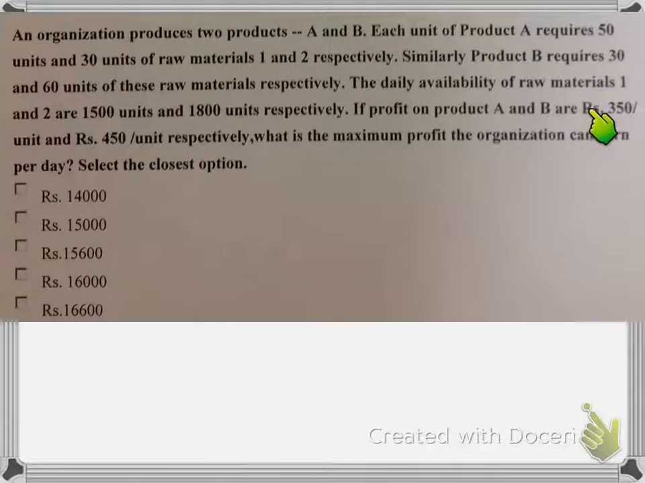The daily availability of raw material 1 and 2 are also known, that is 1500 units and 1800 units respectively. The profit value is given. On product A the profit is rupees 350 per unit, and on product B the profit is rupees 450 per unit. In this question it asks what is the maximum profit the organization can earn per day. Since raw materials are limited, we cannot produce infinitely, and so the maximum profit value will always be limited.